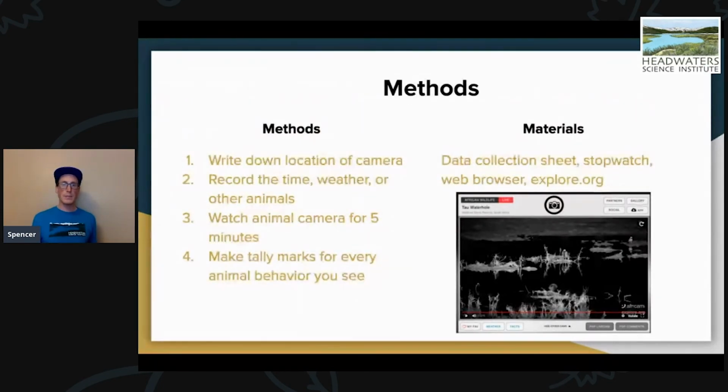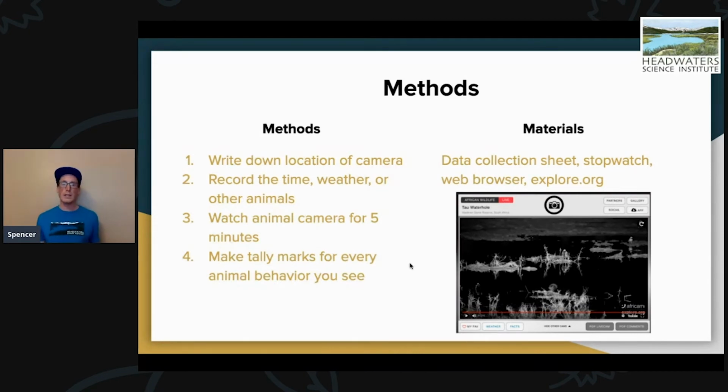So how did we do our experiment? The materials we used were pretty simple. We used a data collection sheet, a stopwatch, a web browser, and some of the webcams on explore.org. Here's an example of one here. It's daytime where I am in California right now, but in Africa, it's nighttime. You can see a couple birds on this camera over here.